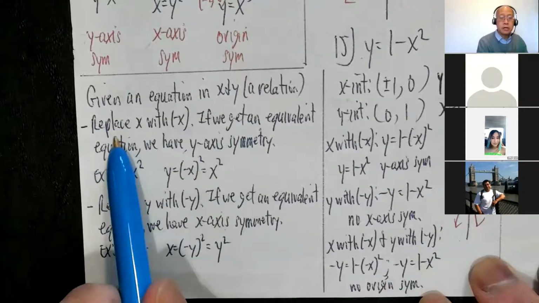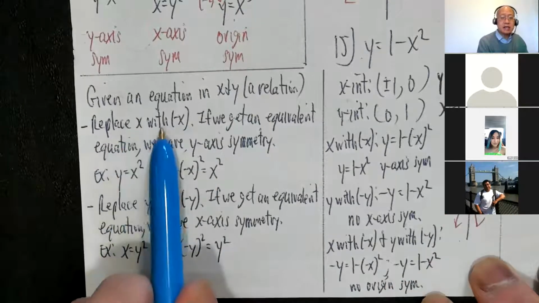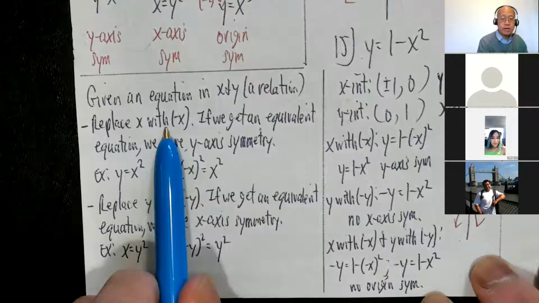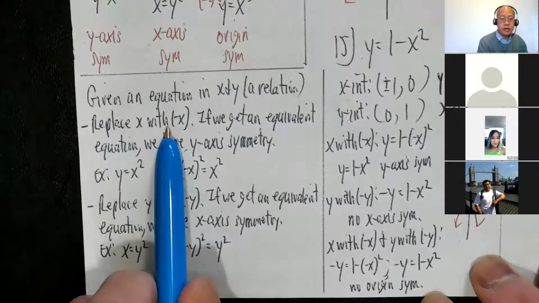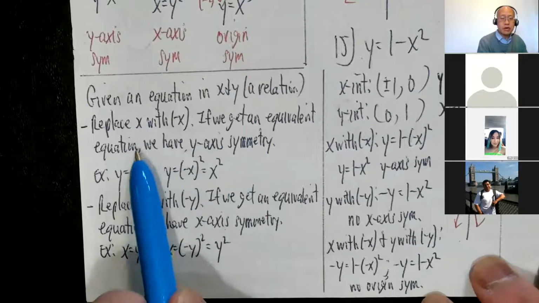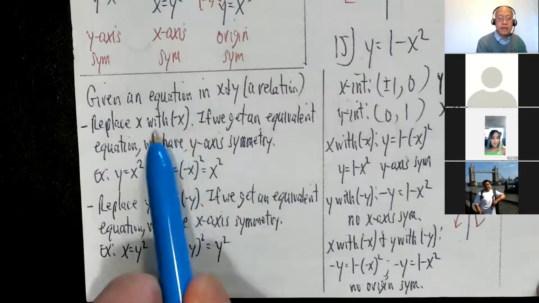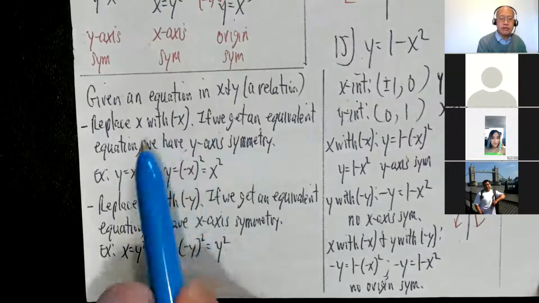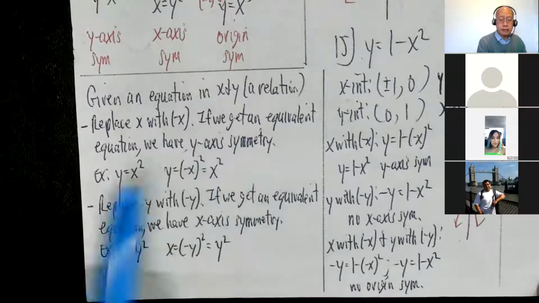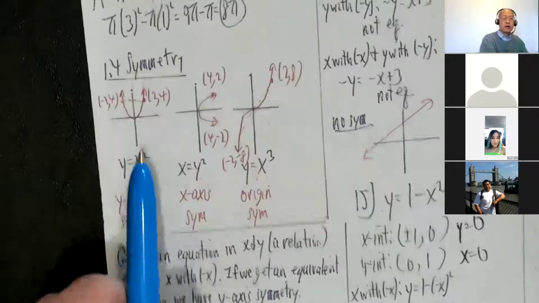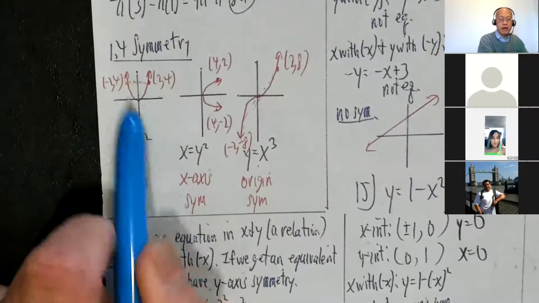If you have some relation, replace x with negative x. In the equation, wherever you see x, put negative x. If we get an equivalent equation, we have y-axis symmetry. If you replace x by negative x and you get the same thing back, y-axis symmetry. And here's an example: y equals x squared. We said we have y-axis symmetry.